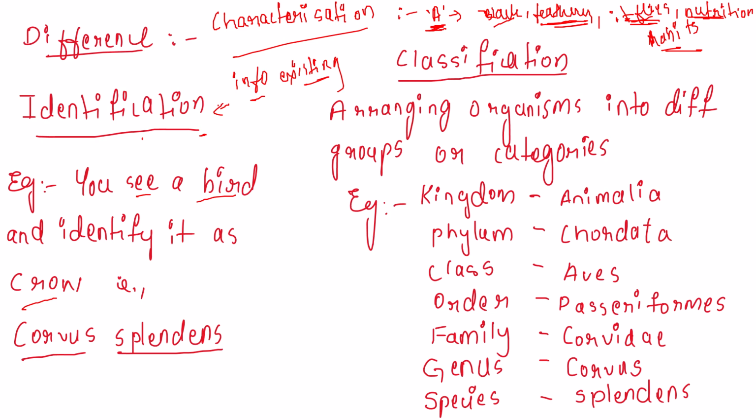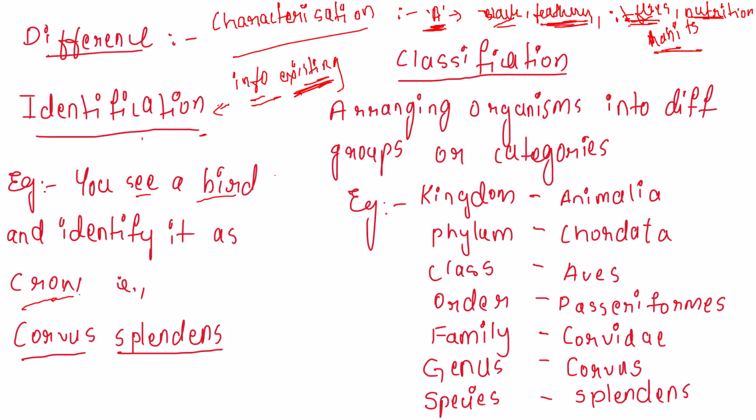Then comes classification. Now we have already done the characterization. We have found a species and seen that it has some characteristics which we have observed. It has feathers, it is black in color, it has a certain kind of beak, it flies, and it has a certain kind of nutrition and its own habits. Then, based on the existing information, you check existing knowledge, and you get to the conclusion that it is a crow, which is Corvus splendens.